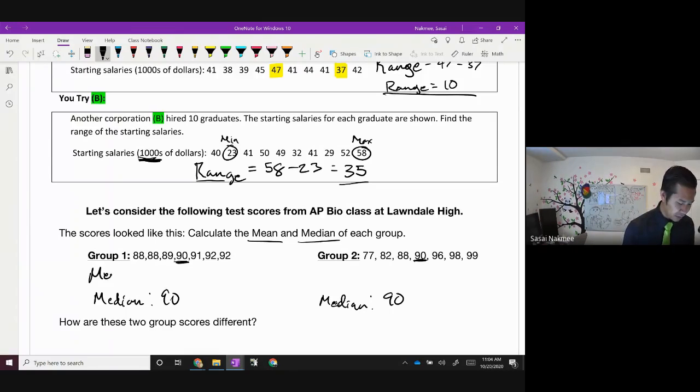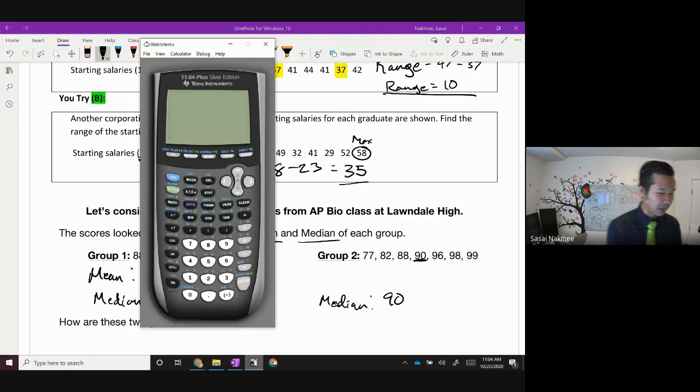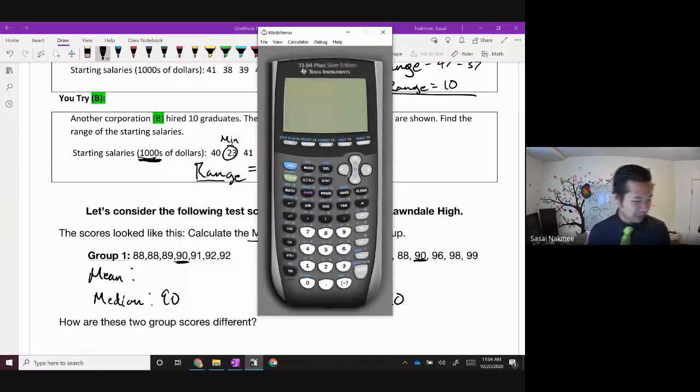What about the mean? The mean for this group is straightforward. You just calculate it. He's saying they're both the same. Let's show that. So the mean for group 1 is going to be 88 plus 88 plus 89 plus 90 plus 91 plus 92 plus 92. That gives me a total of 630. Divide that by 7, and that's going to give me a mean of 90.